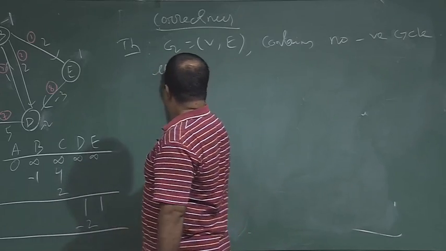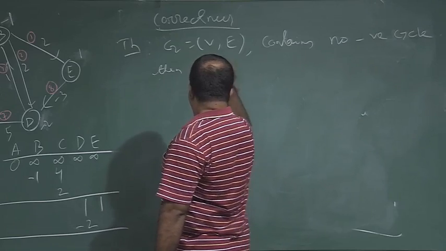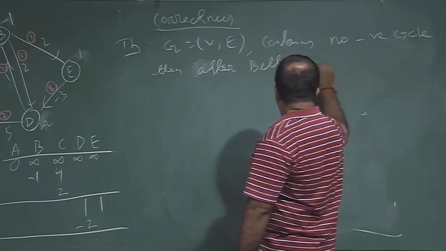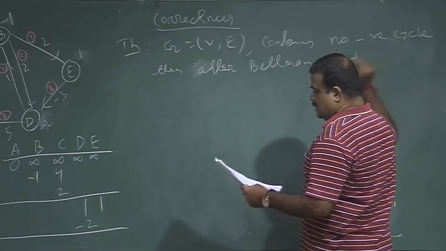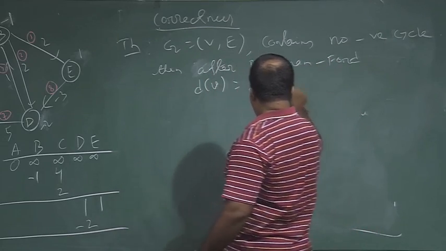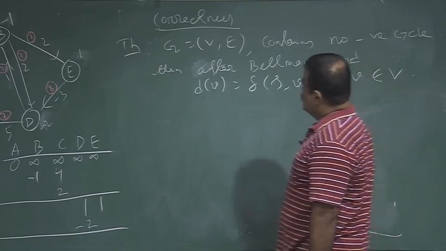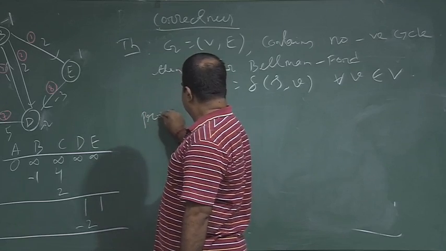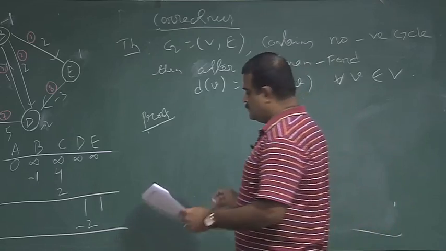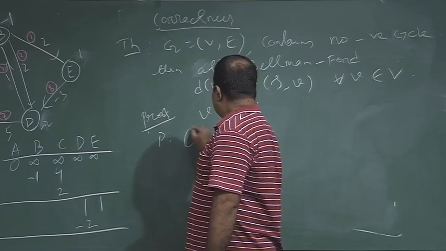Then after running the Bellman Ford, we should have the d value of each vertex being basically delta of S comma v for all v. Okay, so to prove this, what we are doing, we take a vertex v and we take a path from S to v.